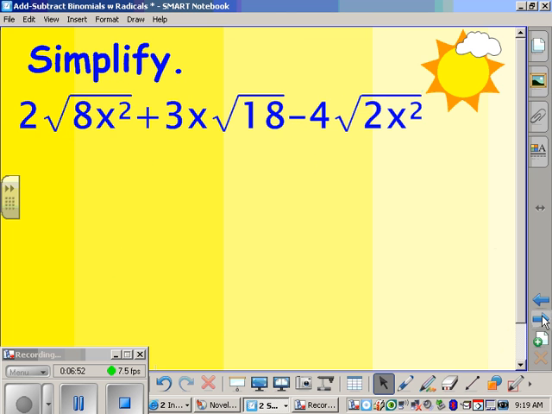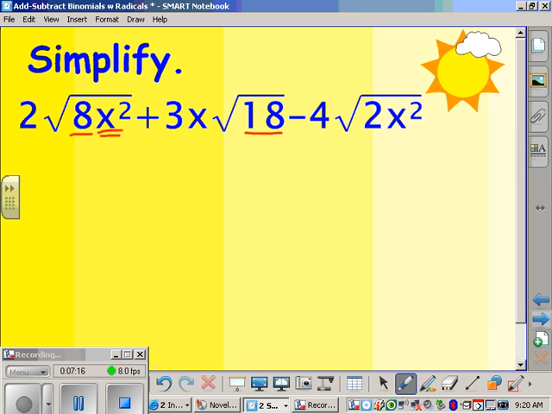Let's take a look at our last example. In this example, we now have variables. So let's take a look at how we'd approach this problem, pretty similar to the last one. We're going to look and see if any numbers under the radicals match, which they don't. So now what we need to do is we need to break down the 8 and the 18, but the 2 cannot be broken down any further.